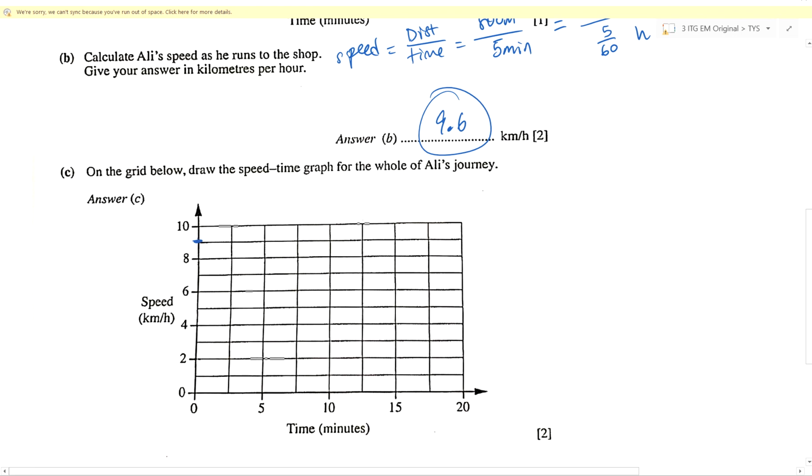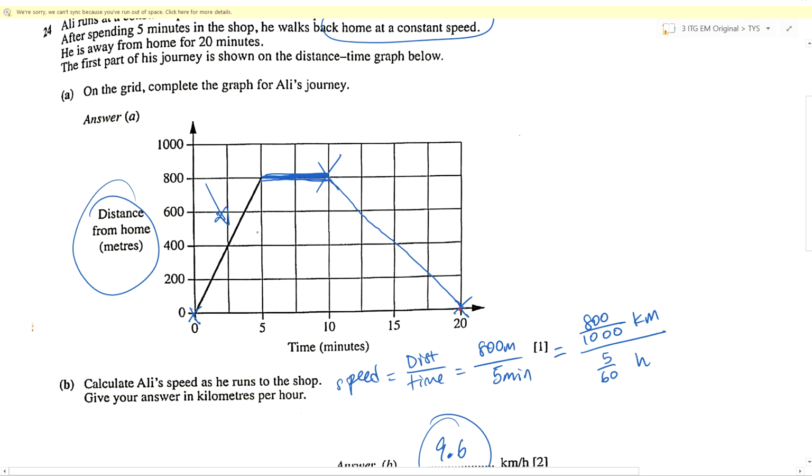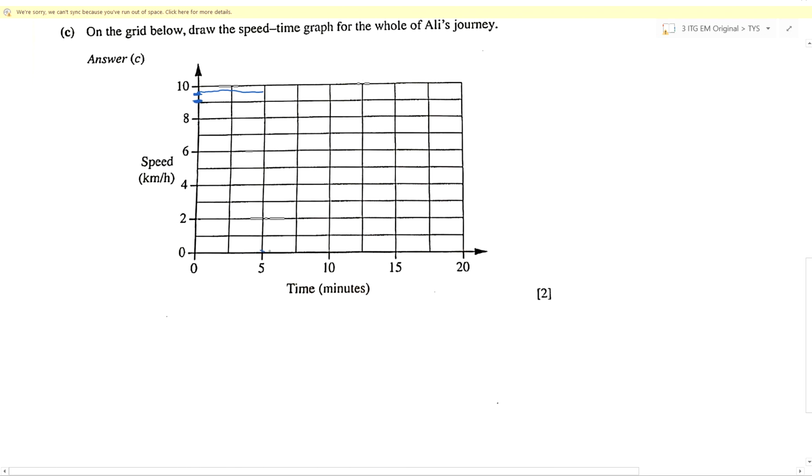This is 8, this is 9, and 9.6 will be somewhere here. It is a constant speed for 5 minutes. So draw a horizontal line. Okay, next. He is stationary at the shop for the next 5 minutes. So the gradient over here is 0. It is flat. The next 5 minutes, speed is 0.